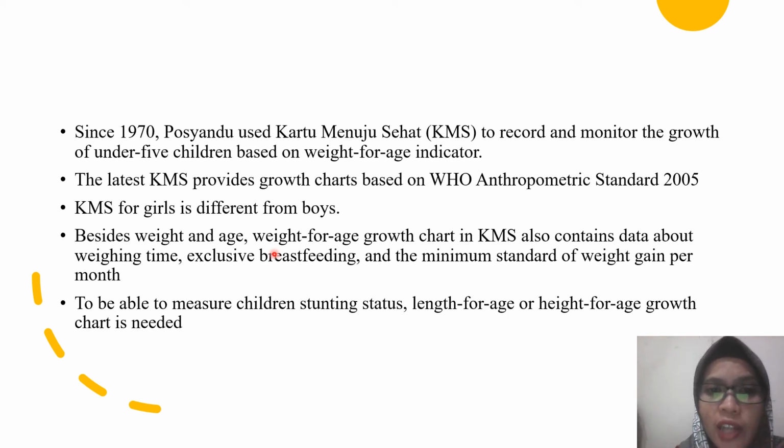Besides weight and age, the weight for age growth chart in KMS also contains data about weighing time, exclusive breastfeeding, and the minimum standard of weight gain per month. To be able to measure children's stunting status, a length for age or height for age growth chart is needed.